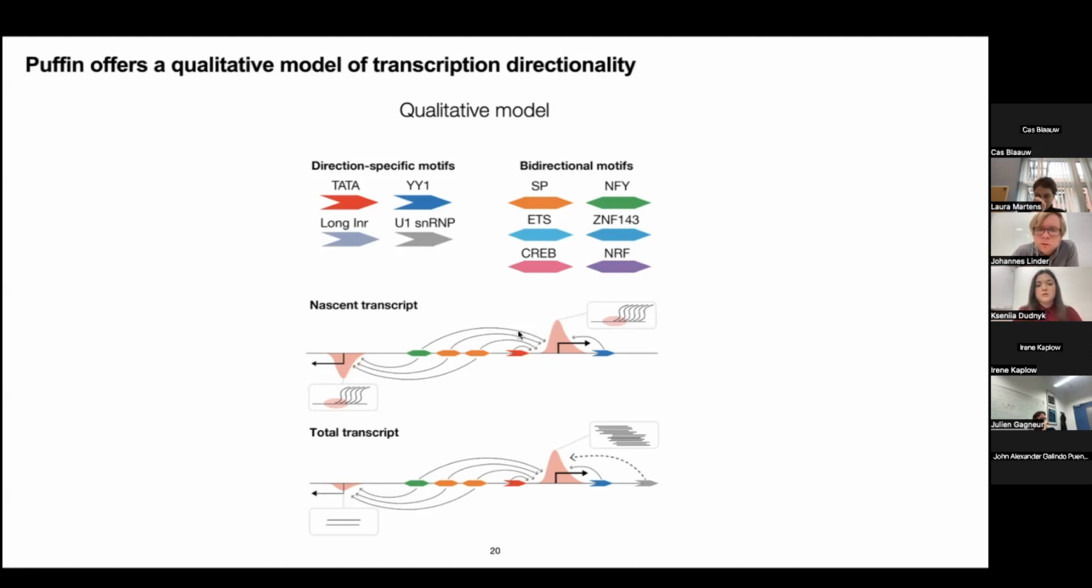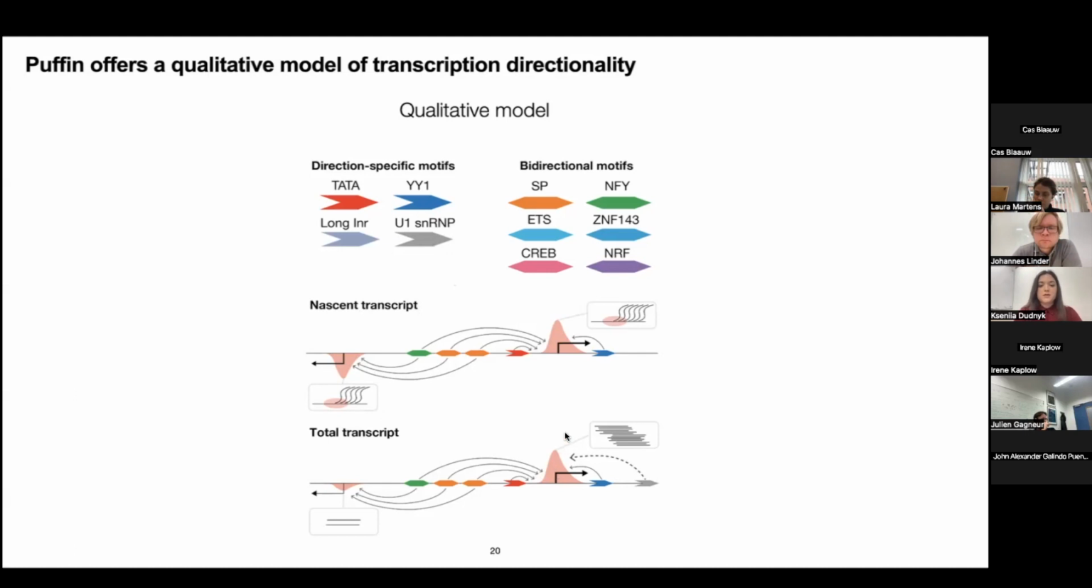But also there is one special motif, U1 snRNP. So this actually corresponds to the 5' splice site. And we see this motif only when Puffin is trained on the mature transcripts. For those two techniques that measure nascent transcripts, this U1 snRNP motif does not appear. And this is what explains the difference between these two techniques.